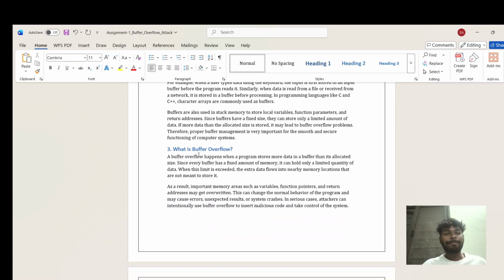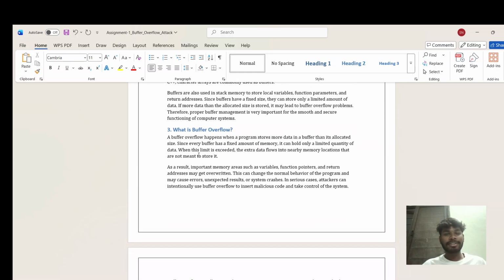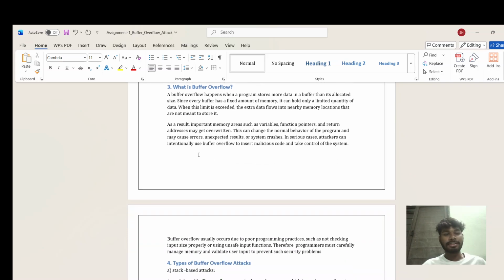What is buffer overflow? A buffer overflow happens when a program stores more data in a buffer than it is allocated to hold. Since every buffer has a fixed amount of memory, it can hold only a limited quantity of data. When this limit is exceeded, the extra data flows into nearby memory locations that are not meant to store it. As a result, important memory areas such as variables, function pointers, and return addresses may get overwritten. This can change the normal behavior of a program and may cause unexpected results or system crashes.